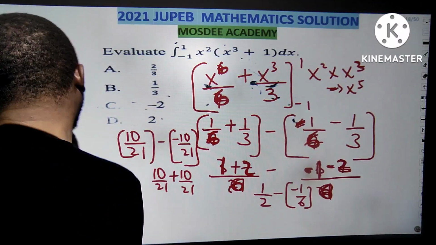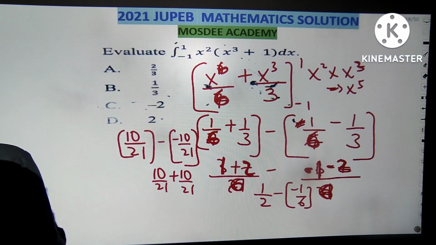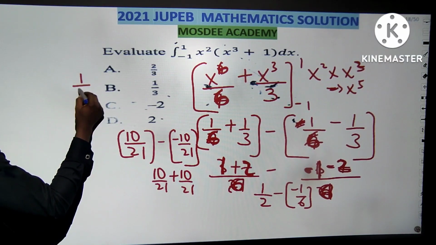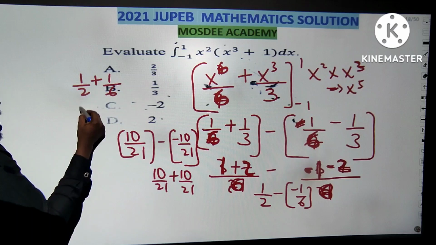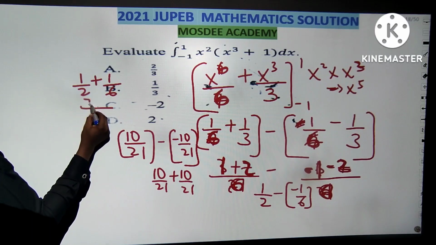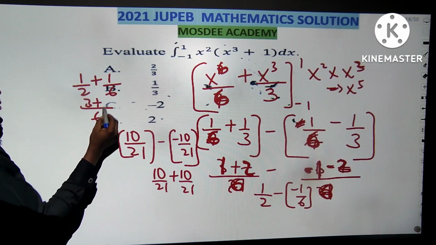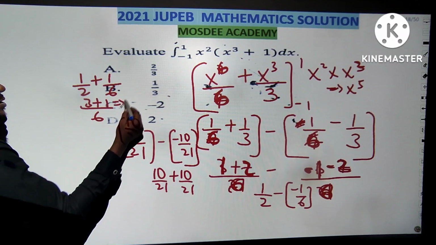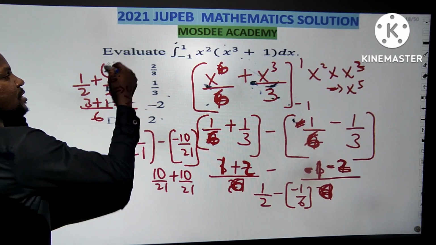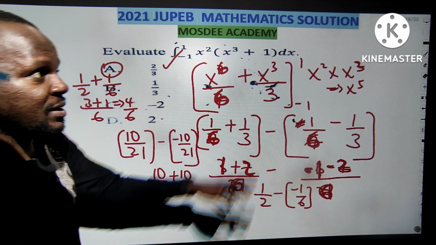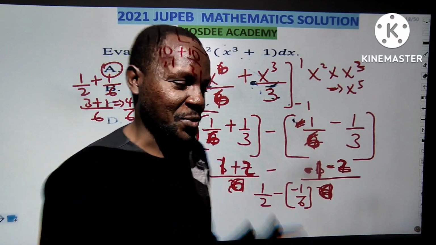So 1 over 2 plus 1 over 6. And the answer is there now. See? 1 over 2 plus 1 over 6. LCM is 6, for those who don't know: 3 plus 1, so that is 4 over 6, which is 2 over 3. So this is the answer. It wasted about 5 minutes, so I will compensate that 5 minutes in some other question.